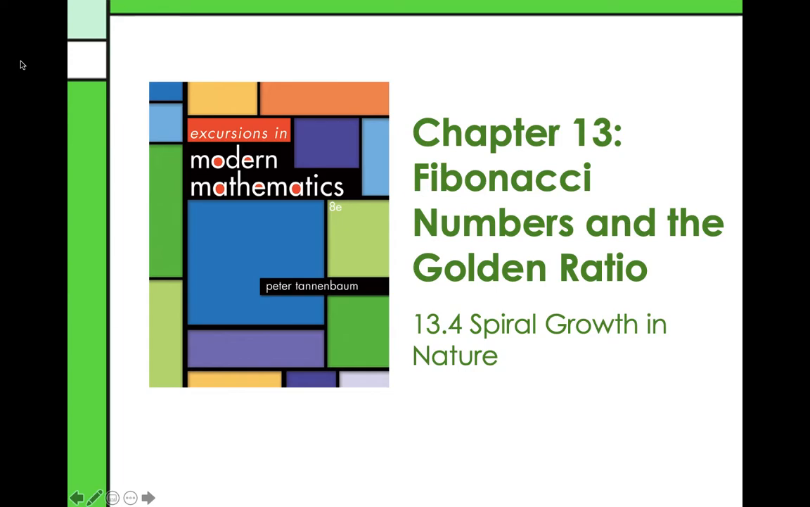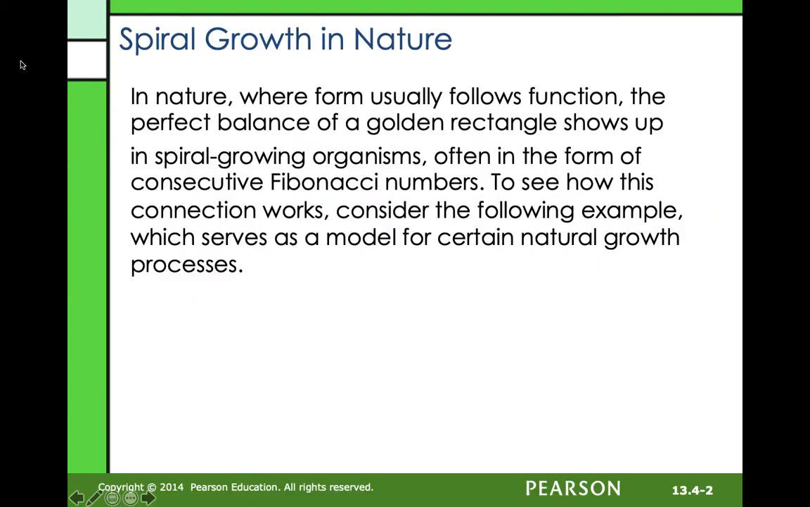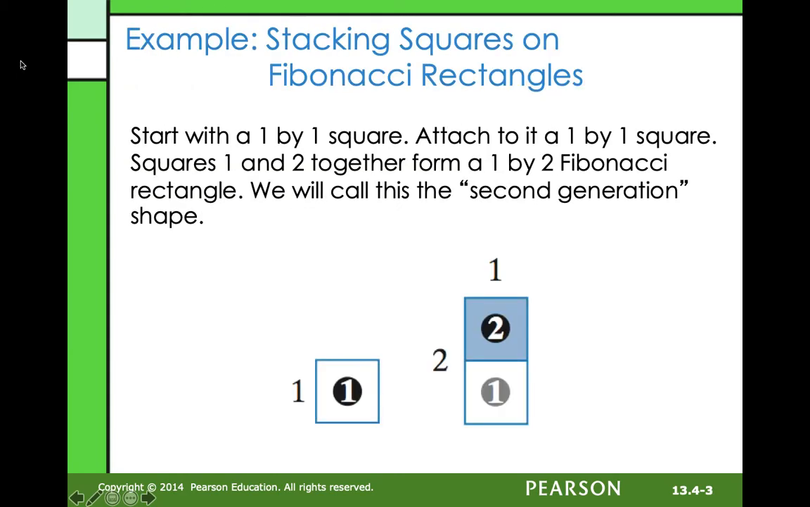In our last section, we're going to continue to talk about Fibonacci numbers and the golden ratio. Today we're going to do that within the context of spiral growth in nature. In nature, where form usually follows function, the perfect balance of a golden rectangle shows up in spiral growing organisms, often in the form of consecutive Fibonacci numbers. To see how this connection works, consider the following example, which serves as a model for certain natural growth processes. We're going to talk about stacking squares on Fibonacci rectangles.